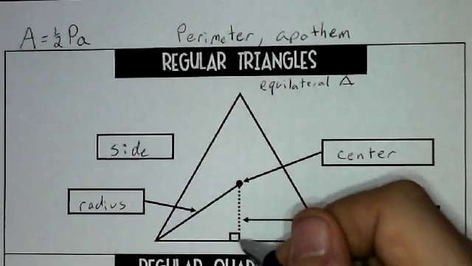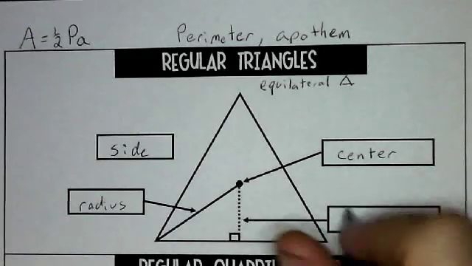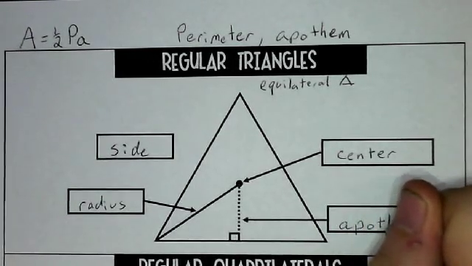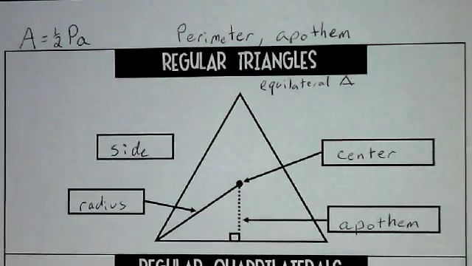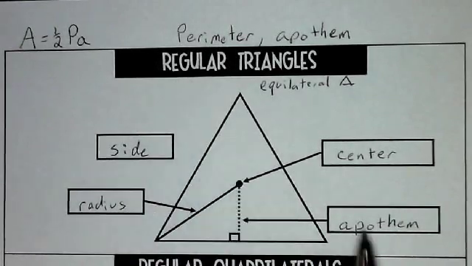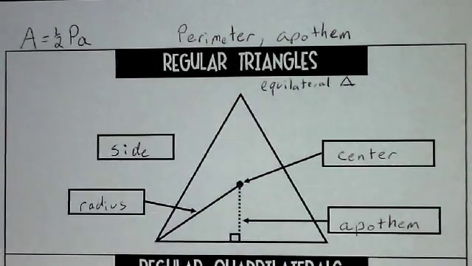And this dashed line, this is the line that we actually care about. This line is our apothem. And this is the one that we have to find. So we need to know the side so we can find the perimeter, and this dashed line so that we can find our apothem.